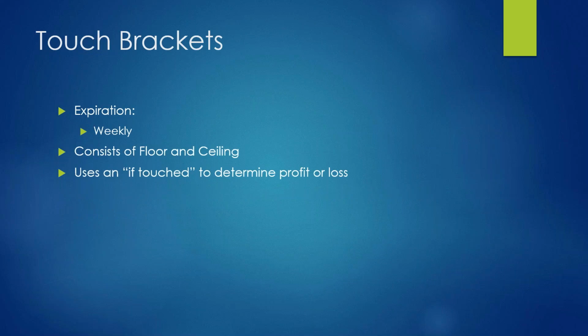Now, touch brackets, they always have an expiration of weekly. They also consist of a floor price and a ceiling price. The difference is that they use an if-touch basis to determine profit or loss. Now, they also use an expiration value in case it doesn't touch either the floor or the ceiling. But if one of those is touched, then that's what's going to be used to determine whether you made a profit or whether you had a loss.